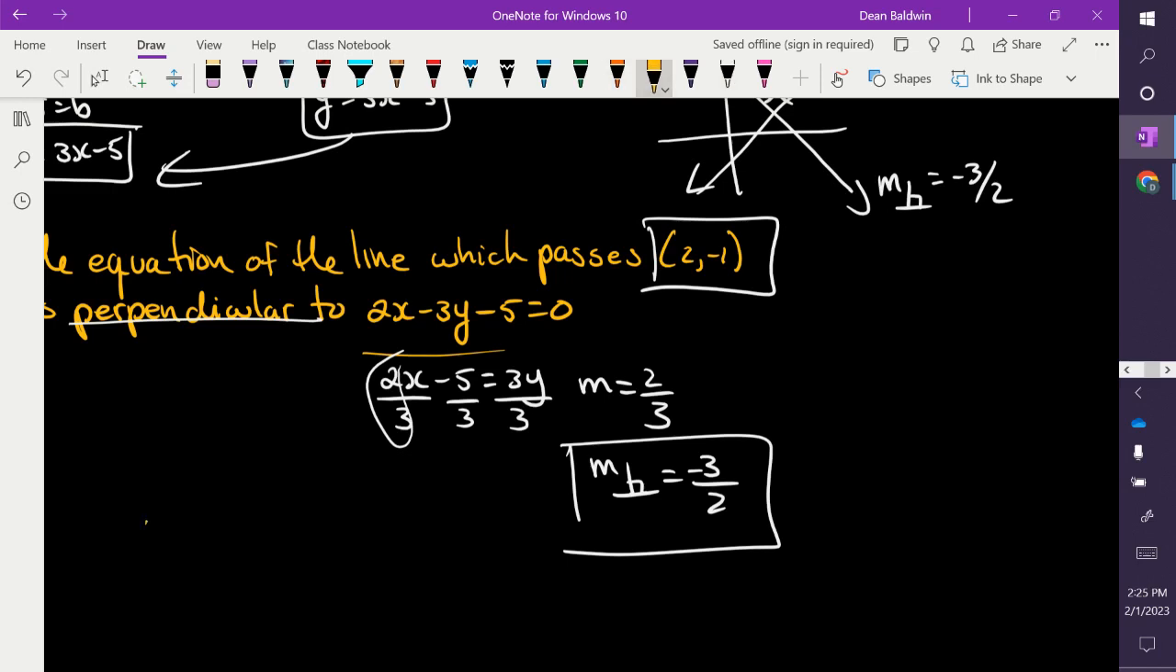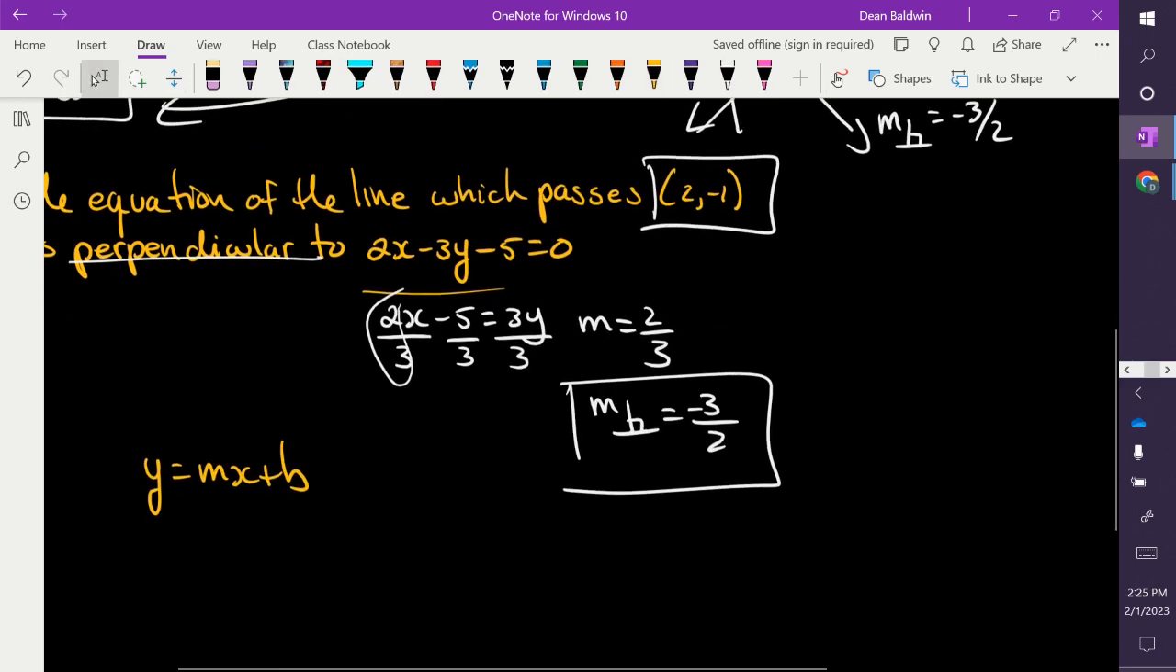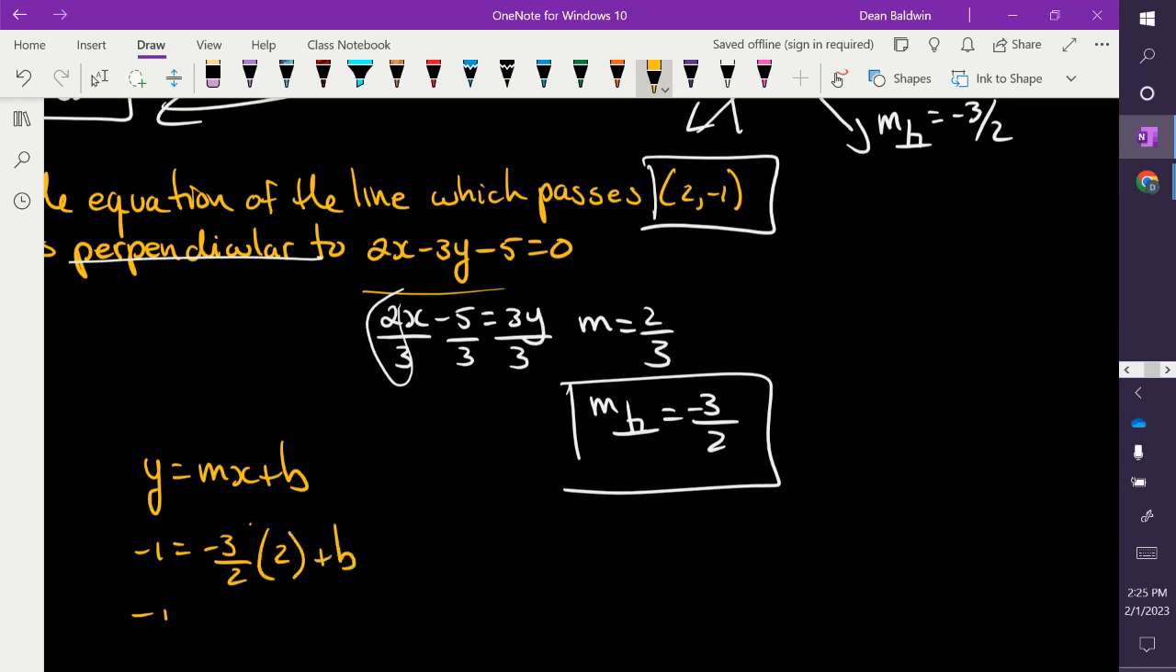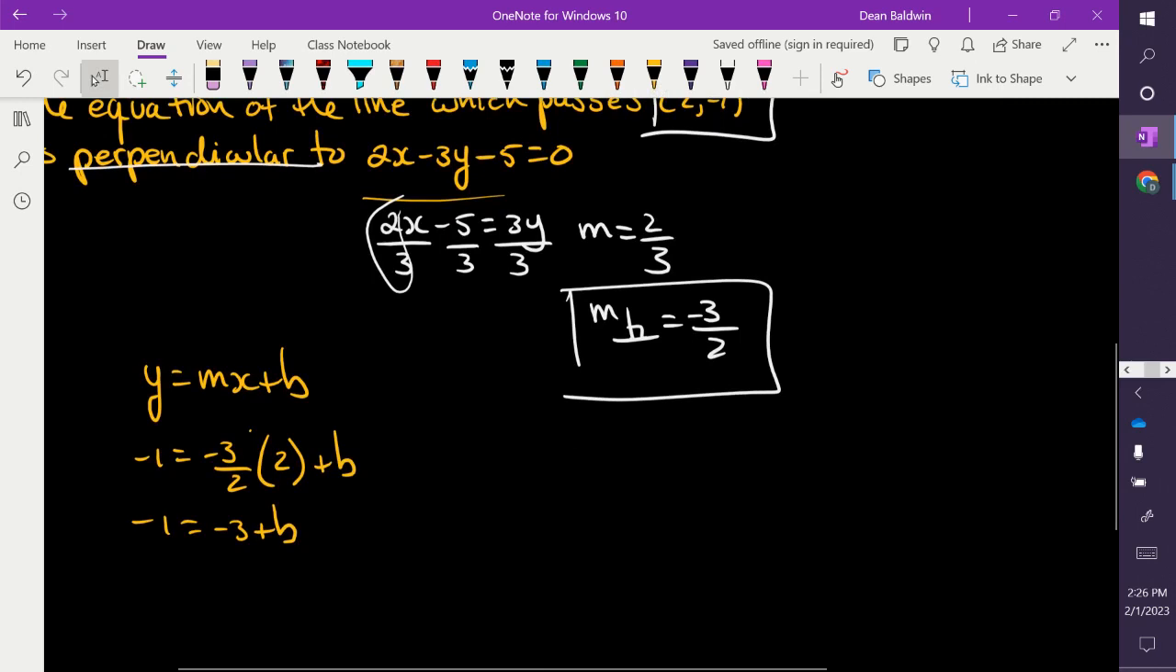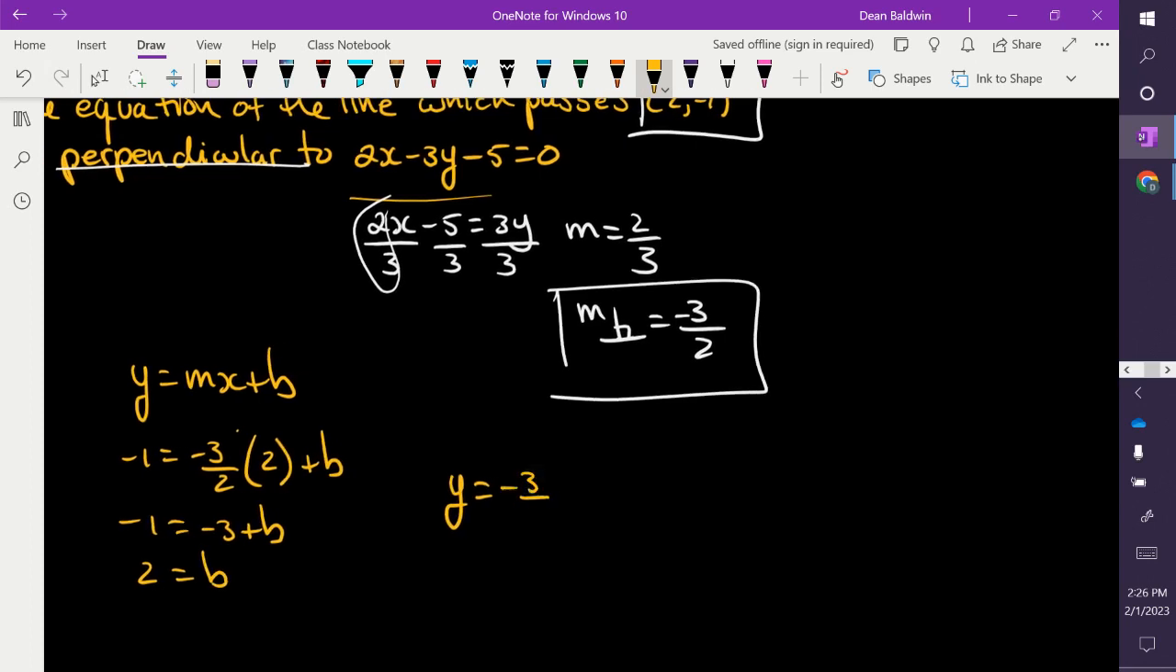So we just go, I'll just do y = mx + b. -1 is equal to m times x, plus b. -1 is equal to -3 plus b. Two is equal to b. So the equation is y = -3/2 x + 2.